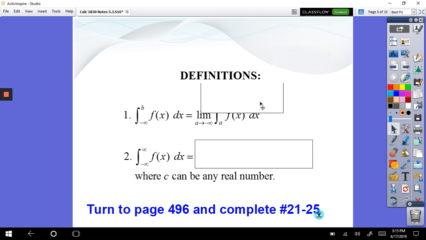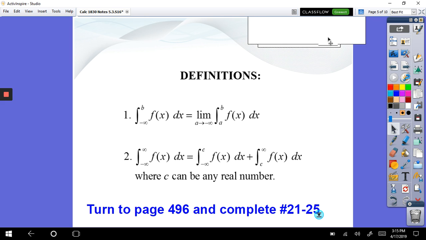All right, a couple of definitions here. If you have a negative infinity, then again, you just put in a, evaluate the integral, and plug in the limit as a goes to negative infinity. If you had one that went from negative infinity to infinity, then c could be any real number, so you usually want to pick something that's going to work out easily for us.